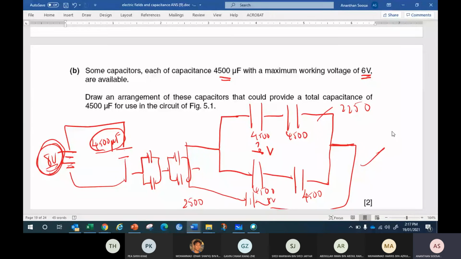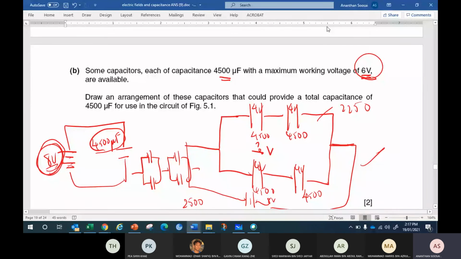So up two capacitors, down two capacitors. Use the Kirchhoff second law. So each capacitor takes 4 volt each, right? 4 volt, because supplied here is 8 volt. So all going to use 4 volt. So is it safe? Capacitor is safe because the safe voltage is 6 volt. So it won't explode. At the same time, total capacitance is found to be 4,500. So this is the arrangement. Okay. Any questions?